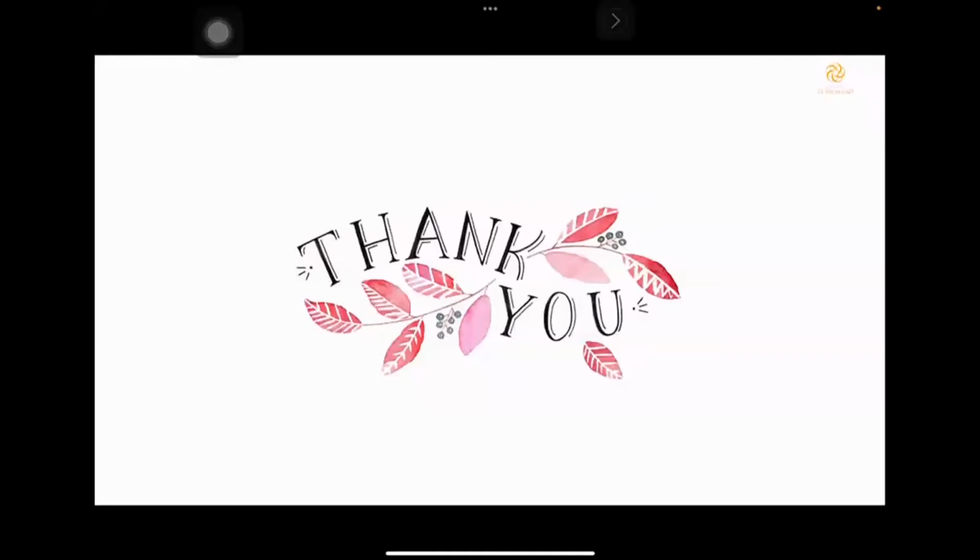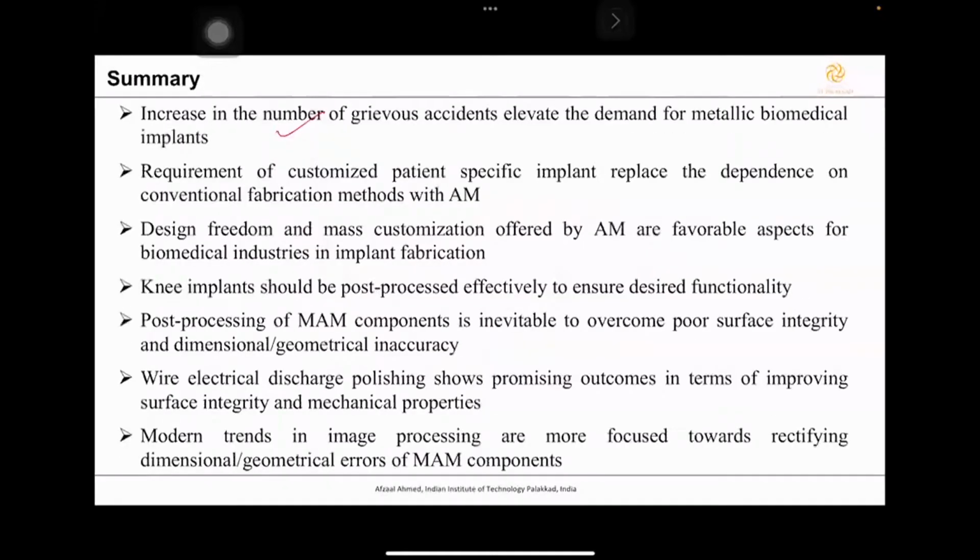So this is the final slide. I hope it is visible now. Yes, visible. So the same thing: the injuries are increasing, the demand for biomedical patient specific implants is increasing every day. The design freedom is available with metal additive manufacturing only, so we can do it that way. As well, minimum scrap formation is there; we need very little raw material for metal additive manufacturing.